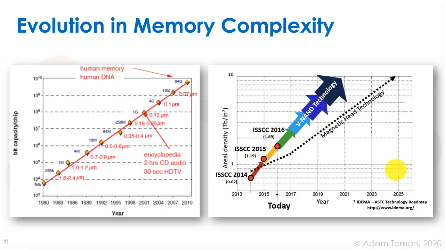One of them is the evolution in memory complexity, which is a really important part of Moore's law. If we take a pretty old graph here, you see that from 1980 to 2010, the bit capacity per chip grew exponentially, and it surpassed an encyclopedia, or 2 hours of CD audio, or 30 seconds of HD TV already in 2001 or so, and it reached the human memory or human DNA in around 2007. And this has just continued, and you see here some publications from ISSCC in 2015, 16, and so forth with this vertical NAND technology, and we're getting this density that keeps growing exponentially and amazingly, giving us more and more memory capability.